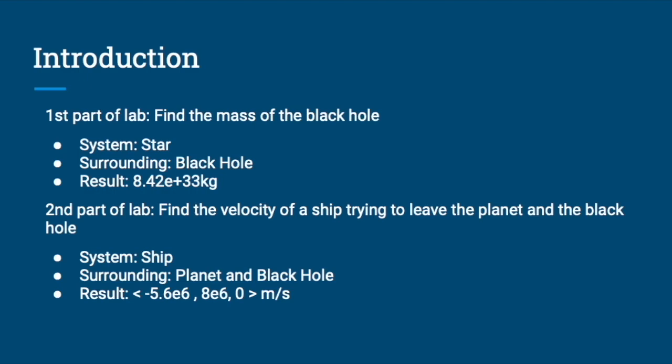For the second part, this included finding the velocity of a ship trying to leave the planetary system of a planet and a black hole together. And a quick overview of my results is that the velocity of the ship was 5.6 times 10 to the 6 meters per second in the x direction, and 8 times 10 to the 6 meters per second in the y direction. For part 2, the system was the ship, and the surrounding was identified as a planet and the black hole.